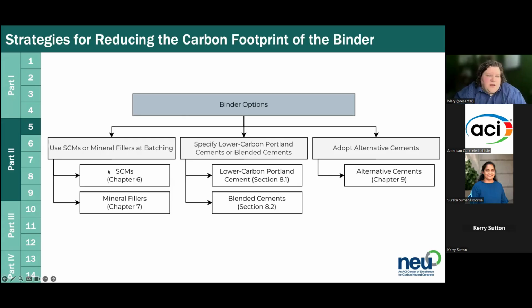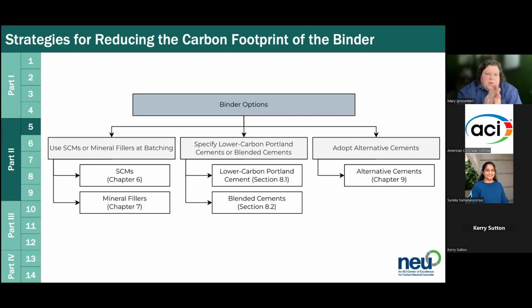The first one here on the left is to use SCMs, supplementary cementitious materials, or mineral fillers during batching to replace some of the Portland cement. So we already know that Portland cement is pretty carbon dense, meaning you release a lot of carbon to produce it. And so the first option is to say, well, let's just get rid of some of that cement and put in another material. So SCMs and mineral fillers are our options, and we have a chapter on each of those, which I'll go over in a moment.